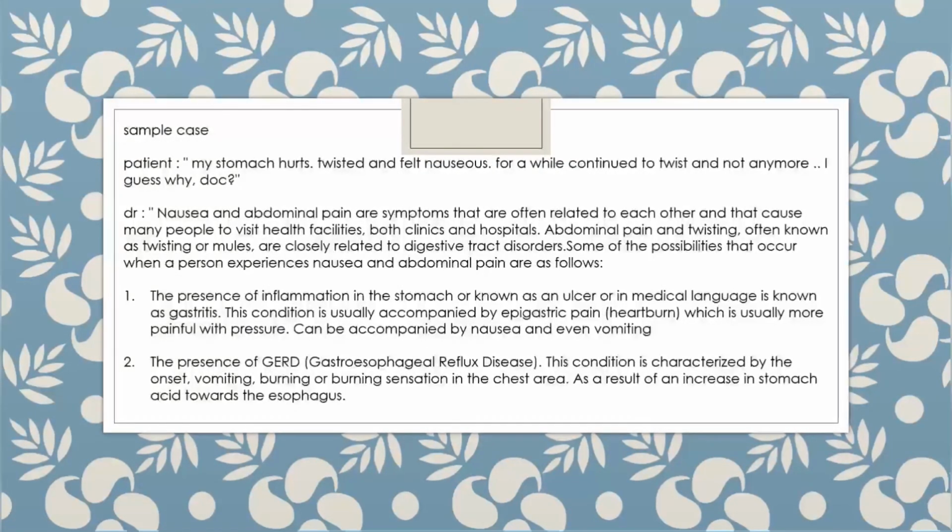Case. Patient: My stomach hurts, twisted, and I felt nauseous. For a while I vomited once or twice and not anymore. Doctor: Nausea and abdominal pain are symptoms that are often related to each other and that cause many people to visit health facilities.